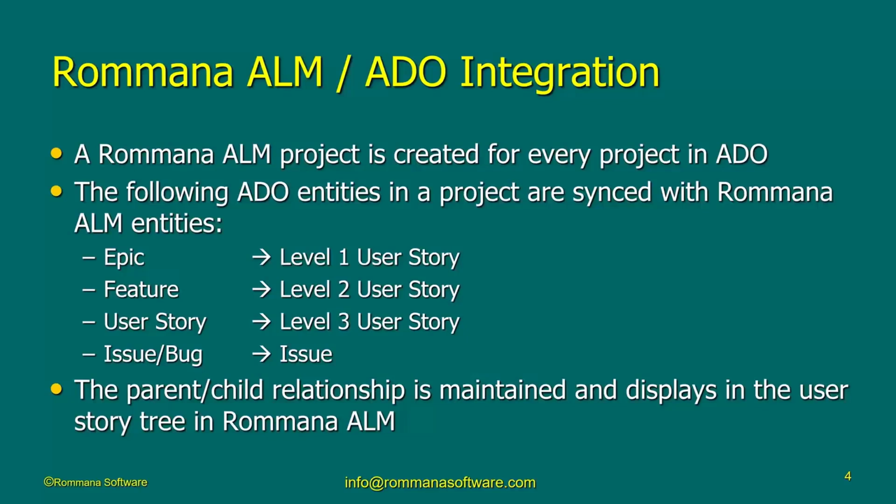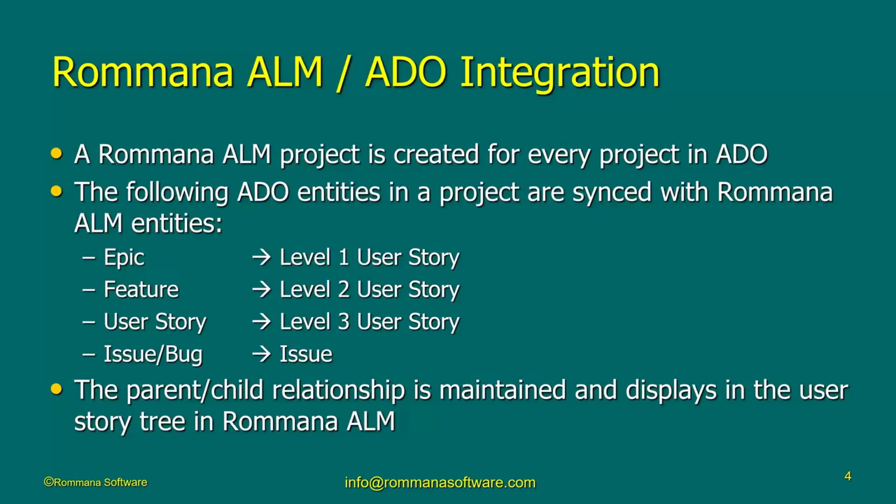So as you probably know, if you're using ADO, ADO has a hierarchy of things. It has an epic, which is the highest level of functionality. Then it has a feature, which is a lower level functionality, and then it has user stories. That's the way the functionality hierarchy works in ADO.